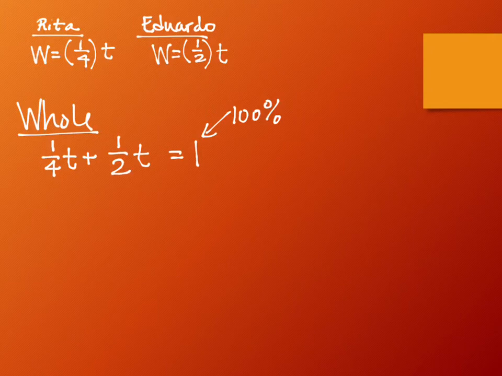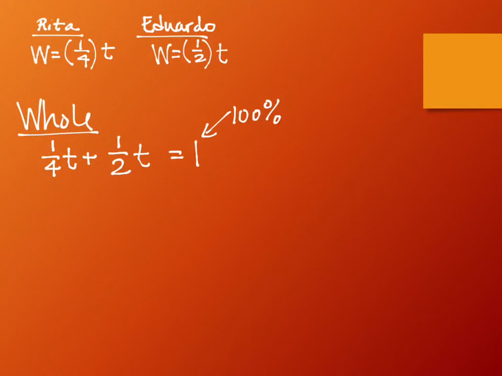If they each worked for 1 hour, we would not have the full 100% of the job done. I'd have 3/4 of it done. But if we work for 2 hours, we're overcompensating because Eduardo could have done that by himself already. So we're going to solve this problem using fractions.